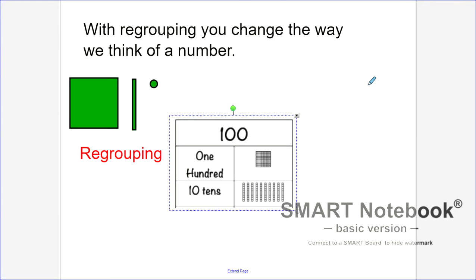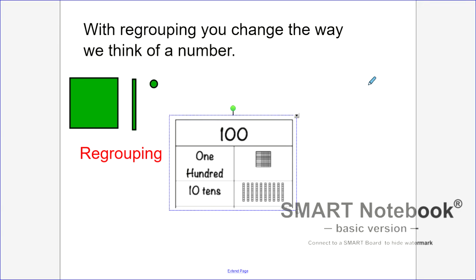Reviewing what we learned in our previous lesson, we know that regrouping is simply changing the way that we think of a number. So for instance, I could think of 100 as 10 tens or a 100s block. And it goes both ways. I could also think of a 100s block as being 10 tens.